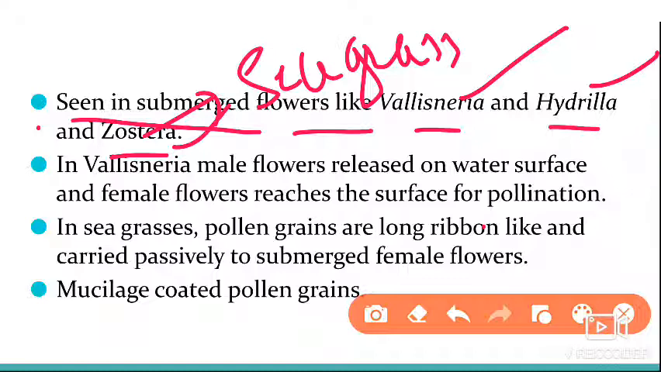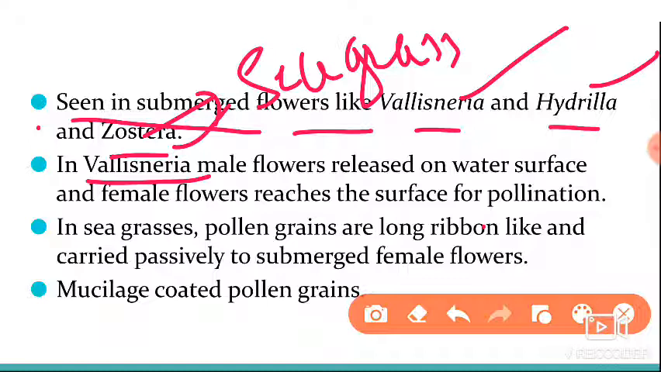Coming to water pollinating flowers, in your NCERT textbook they have given one important example, that is Vallisneria. Here the male flowers and female flowers are different.